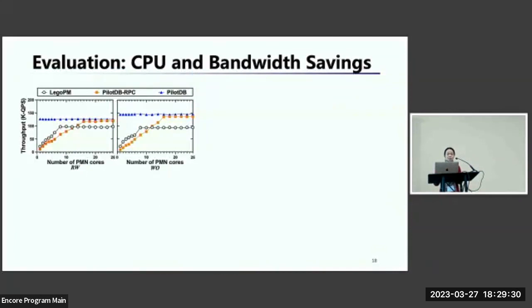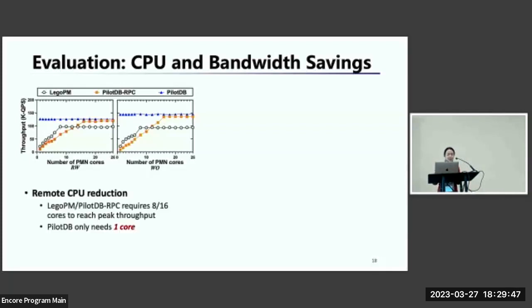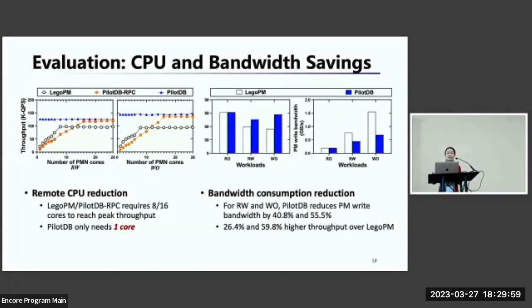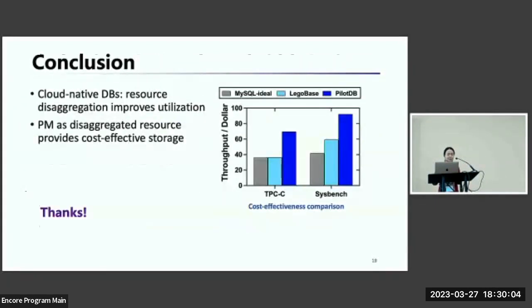And for CPU and bandwidth savings, here we have even more dramatic results. Look at the left figure, where PilotDB is the blue line, and we have Lego PM as the white curve. The orange one is a system that is similar to PilotDB, but we use RPC instead. Here, the other 2 systems will require 8 or 16 cores to reach their peak throughput. Well, PilotDB can do that with only 1 core. And bandwidth, we have similar savings, and you can see the details in the paper.